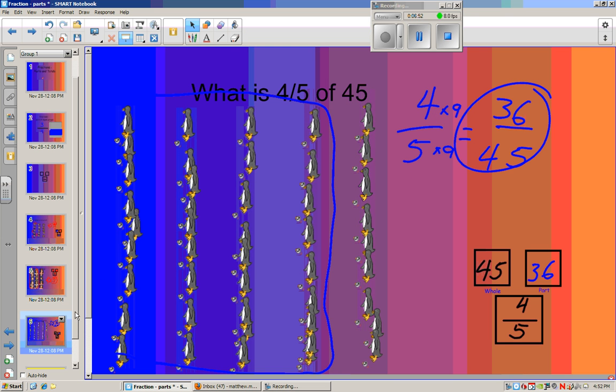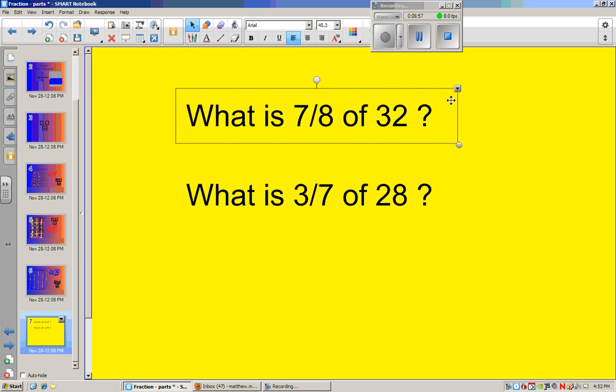Now that we've done all this practice, I'm going to have you do one on your own. Here are 2 problems, and you need to bring these answers in tomorrow to class on a piece of paper, or you can submit them on Moodle if you'd like, which is up there too. So one is, what is 7/8 of 32? And the other one is, what is 3/7 of 28? So I hope you enjoyed the lesson, and hope it helped, and have a great night.